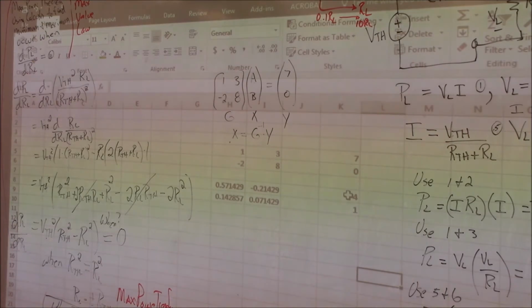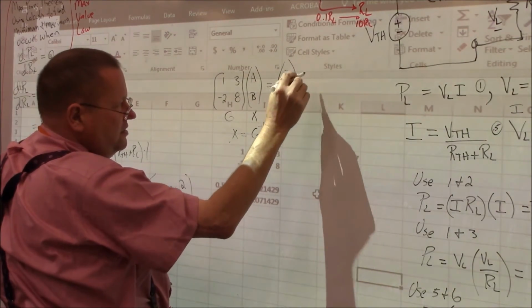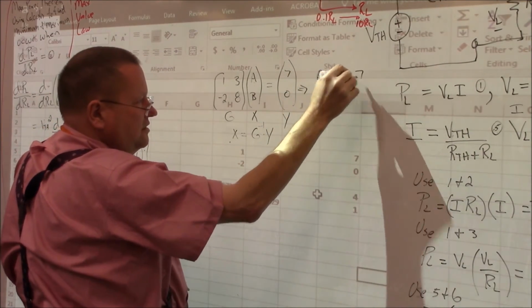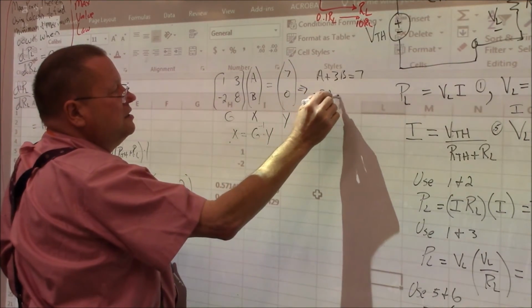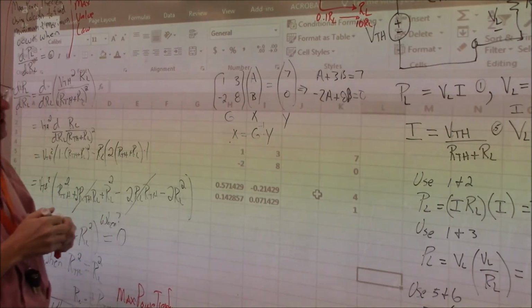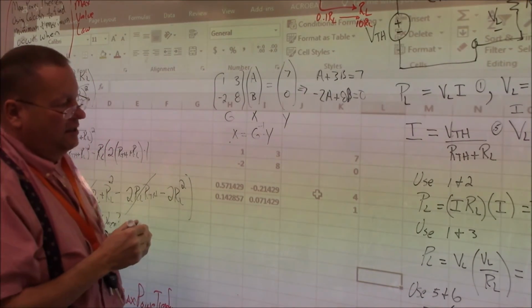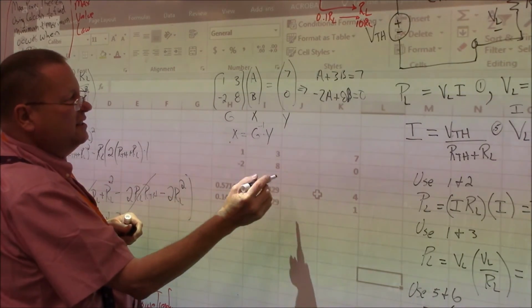Let's see if it's correct. From this, we know that this is A plus 3B equals 7, and this is minus 2A plus 8B equals 0. And so A is 4.